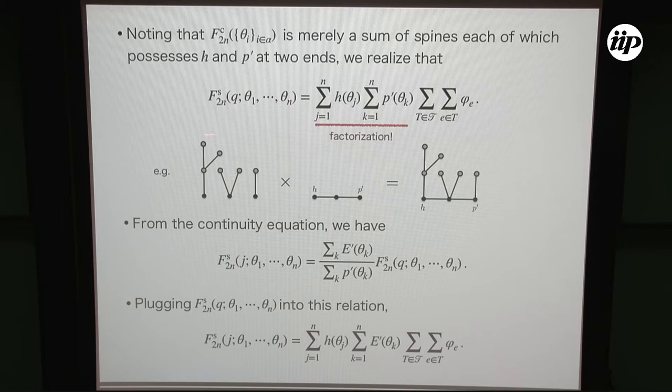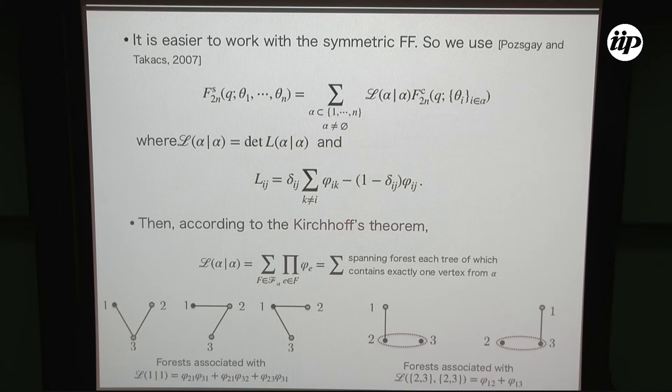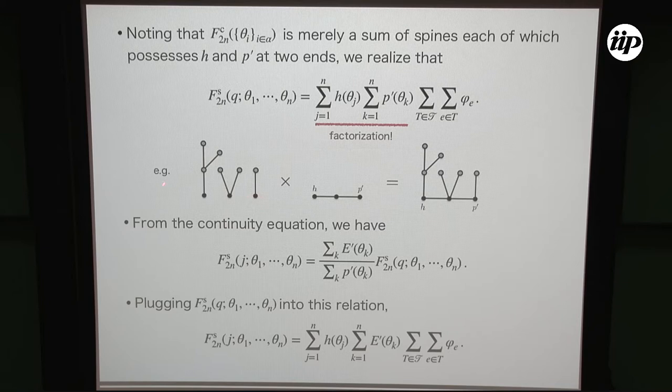And then we are now in position to do a summation of this quantity, which is actually acting like a gluing of this spanning forest and the spines. So for example, this is the forest that would appear in the summation, and then there would also be this kind of spine connected by H and P prime. And this product is simply a merger of these quantities, resulting in this spanning tree. So a spanning forest becomes a spanning tree upon taking the product with respect to the spine, which is the connected form factor. So this is exactly what happens in the summation in here.